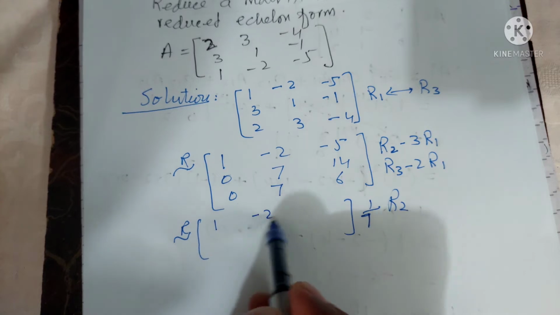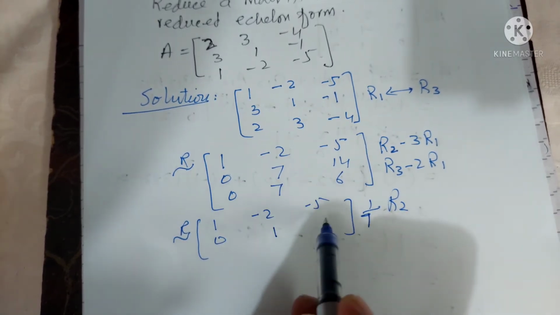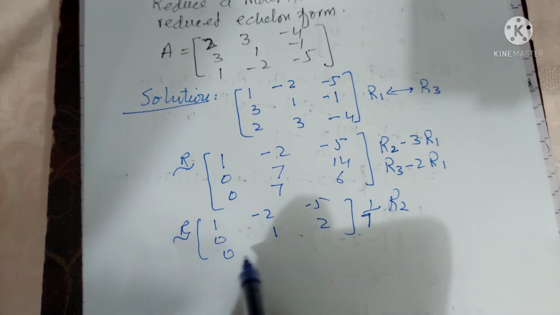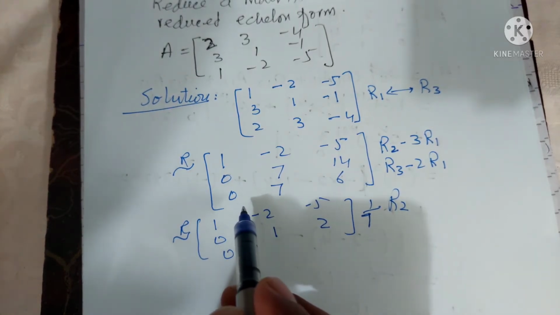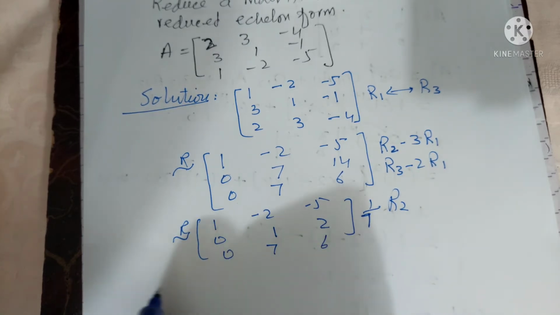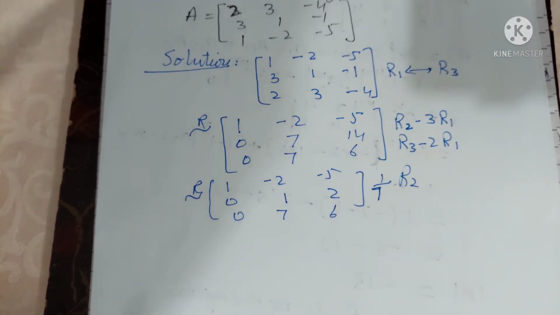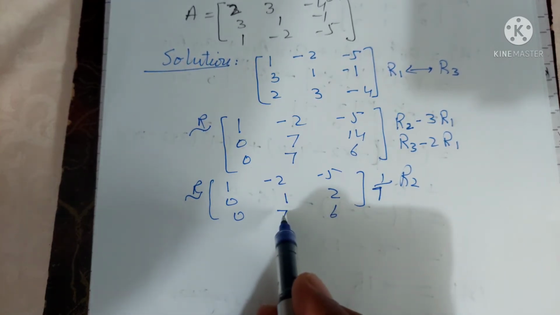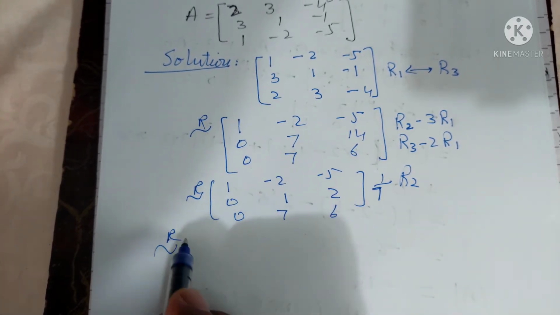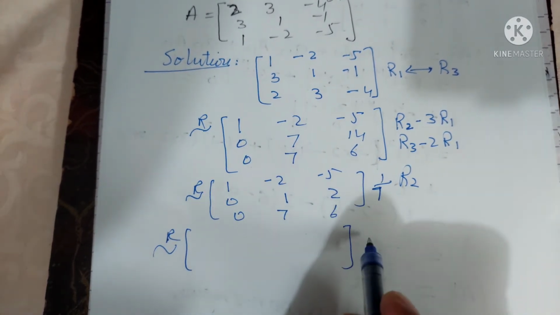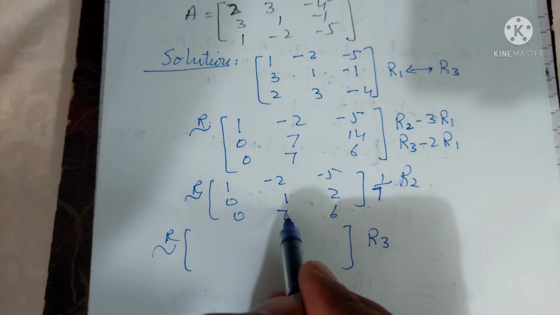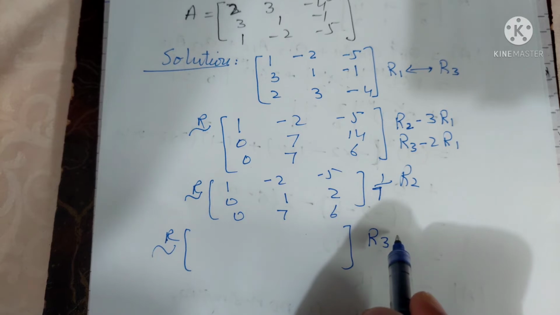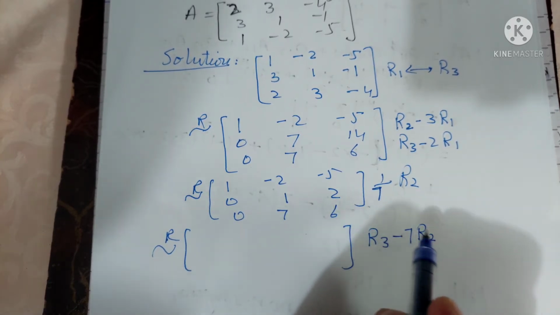So it will be 1, minus 2, minus 5, 0, 1 and 2. Sorry, the third row will remain as it is, 0, 7, 6, right? Now we can use that one to make this 7 which is in the third row 0. So how can I write? Since we are making the 7 in row 3 zero, we have to write row 3 first. So R3 minus 7 R2.